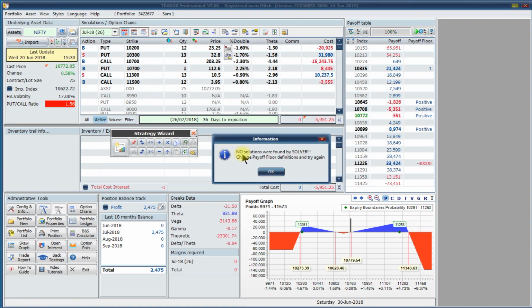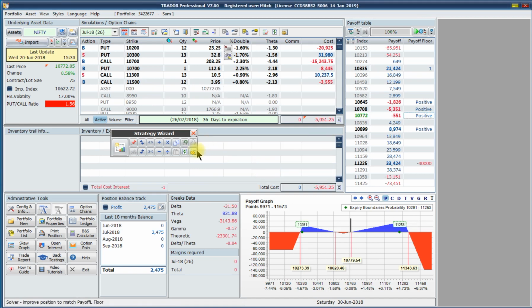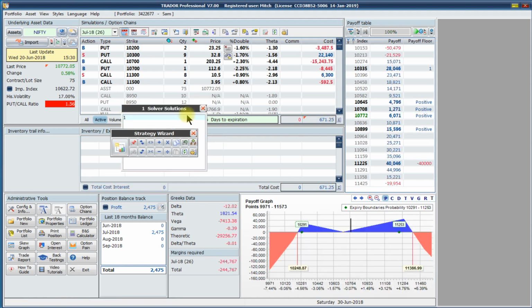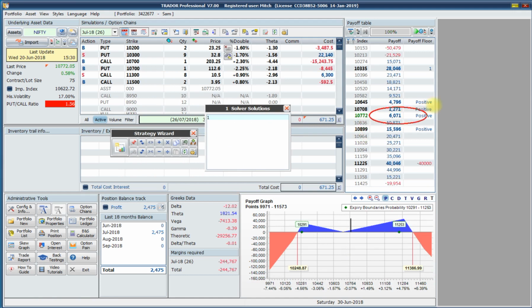If solver doesn't find any solution, you can run it again and again up to 100 times on the same position, since its algorithm changes on each activation. So I'll activate it again without any changes. One solution was found, and all payoff floors definitions are matched.